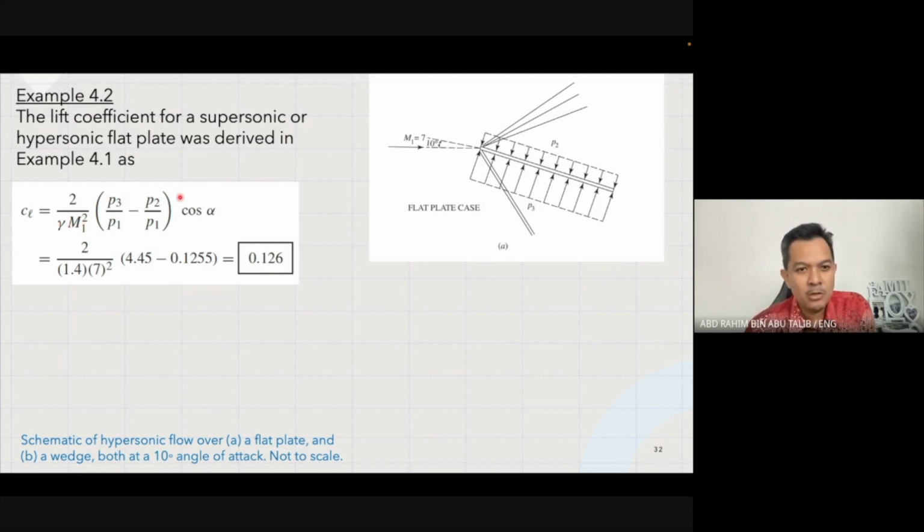At the same time, you have alpha, the angle of attack of 10 degrees. Then you will get the coefficient of lift for the flat plate at Mach 7 to become 0.126, right? So this is the value for the coefficient of lift for the flat plate.